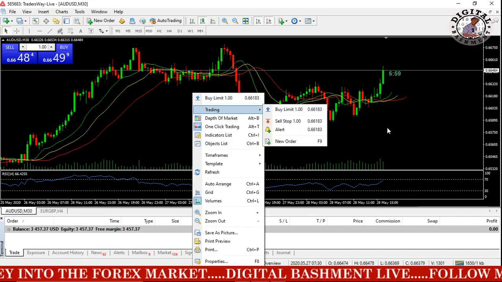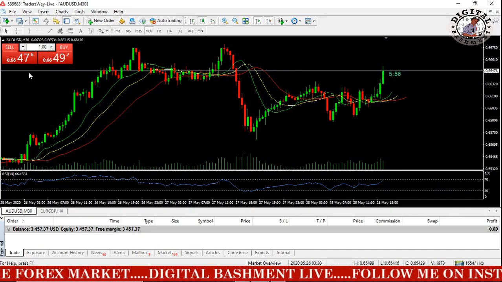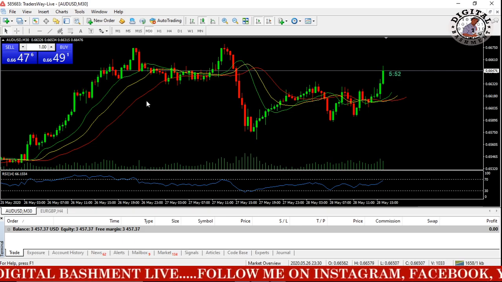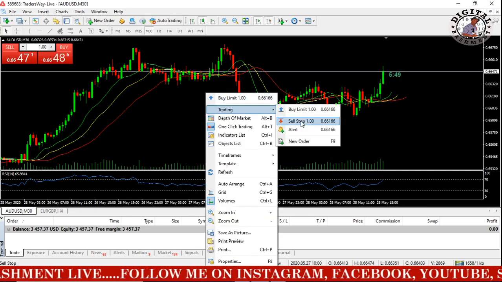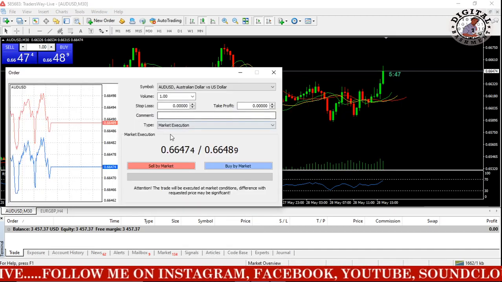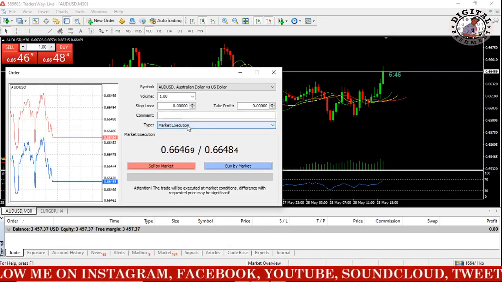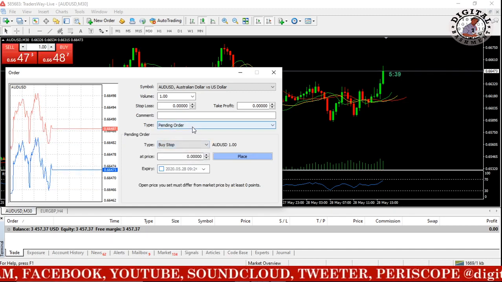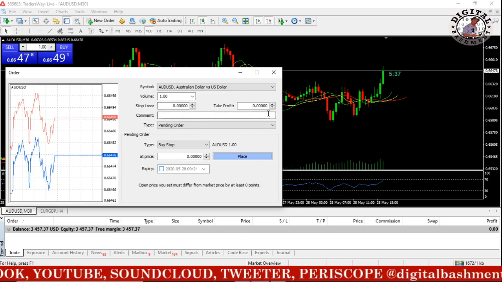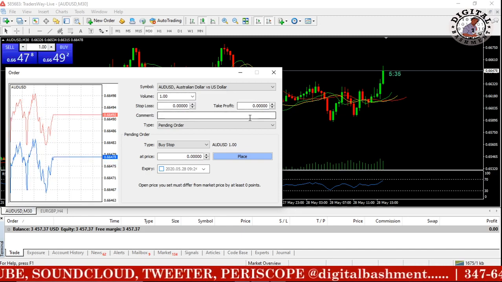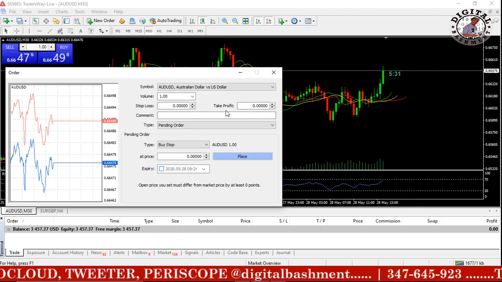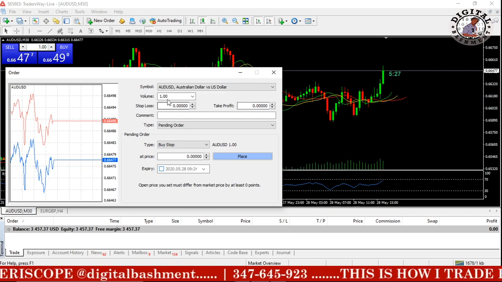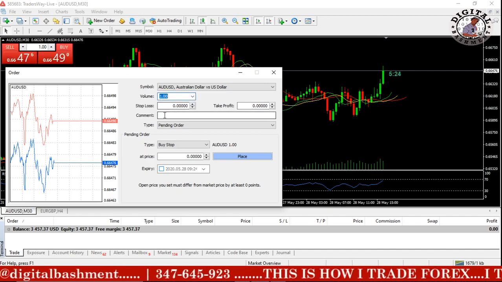I try not to buy at market because the spread would be too much. So I do a new order, and most of the time I use buy stop. I don't use a stop loss. I don't use a take profit because I'm going to be monitoring this closely. Now, lot size. I have confidence that this is going to follow the trend.